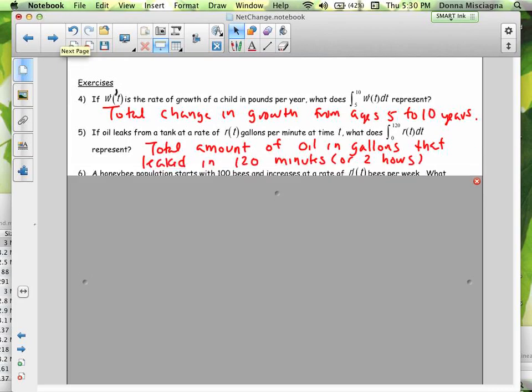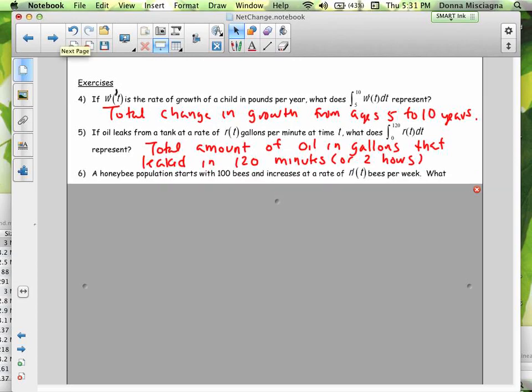It's the total amount of oil, in gallons, that leaked in 120 minutes, or 2 hours, whichever you prefer, right? Because this is a rate. So when we integrate and evaluate, we get the amount. This doesn't just work for going from velocity to finding the position traveled. It also goes from other rates to find the total. That's why this lesson is called net change. So we can find net changes in other things. So this is the total amount of oil that's leaked.